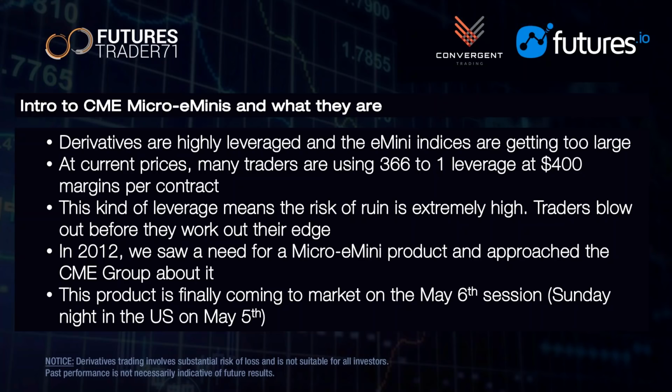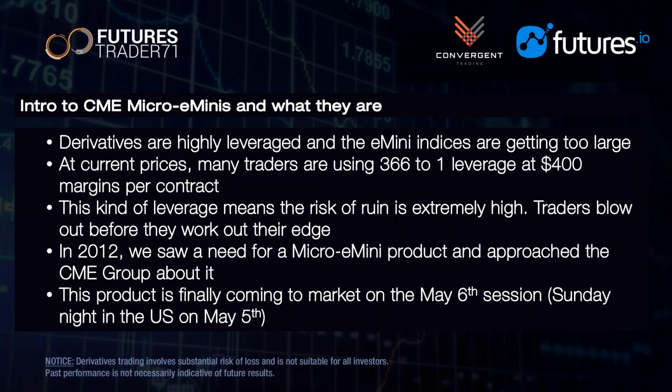So each contract of the S&P controls $145,000 worth of stuff. Now, if there's $145,000 worth of stuff in the S&P, then traders are basically trading it at 366 to 1 leverage. So you can do the math in terms of 1 divided by 366. That'll give you how much a position in percent should move against you for it to wipe out your account at $400 per contract. Okay, so it's too big, even though it's called a mini.